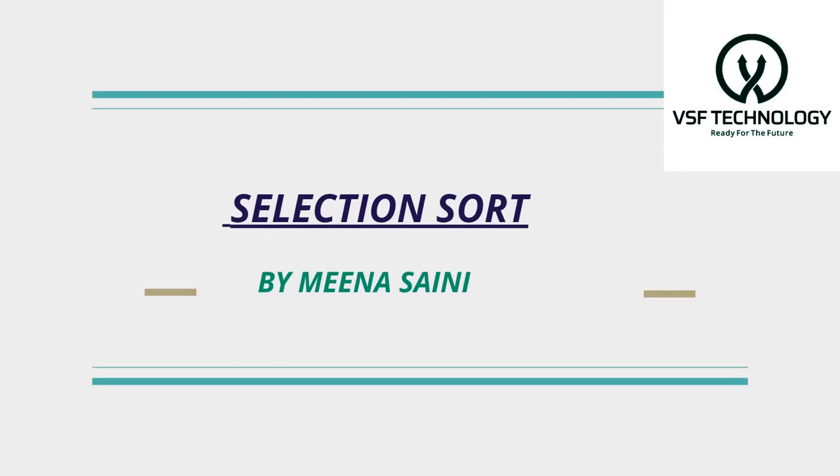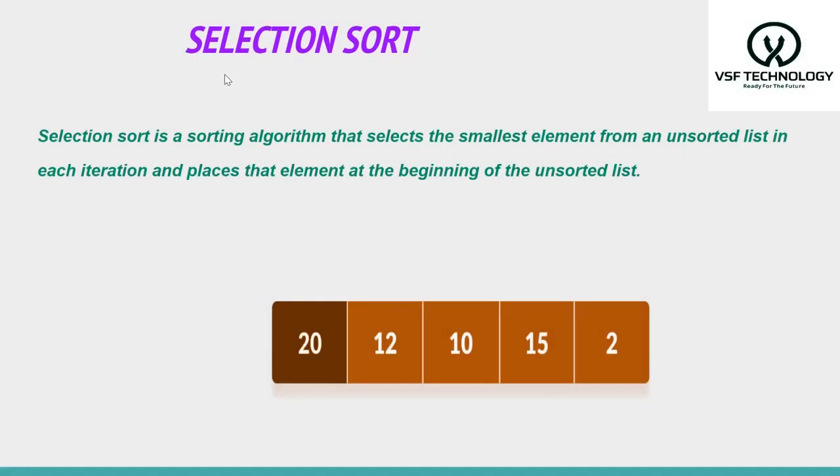I am Meena Saini. Today's topic is selection sort. Now see selection sort. Selection sort is a sorting algorithm that selects the smallest element from an unsorted list in each iteration and places that element at the beginning of the unsorted list. Let's understand with an example. Here we will sort this array.